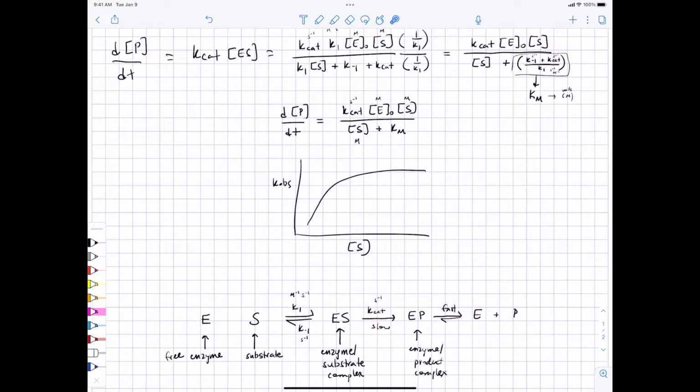We use the steady state approximation to get this expression, and then for reasons that become apparent later, we rearranged some terms such that in the numerator we have kcat times total enzyme concentration. Kcat is basically the turnover number. This represents basically the number of molecules per second a single enzyme can process. And it is a second order rate constant. No, that's wrong. It's a first order rate constant.